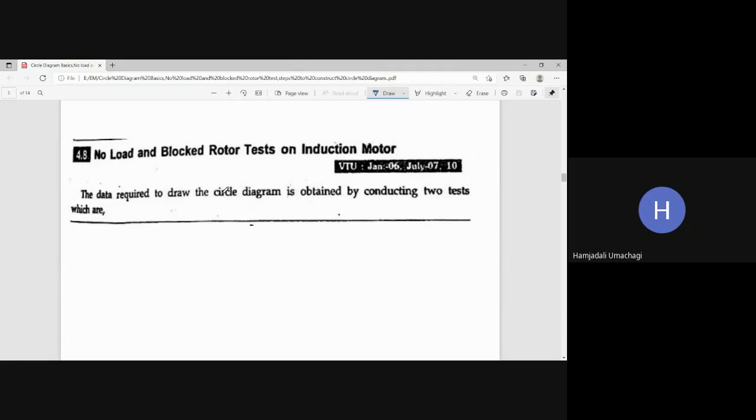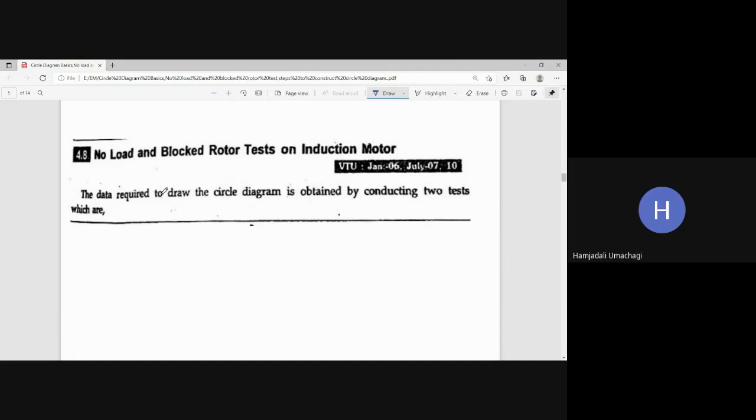to draw the circle diagram you should have the information of no load and block rotor test experiment on three-phase induction motor. Okay, now let us see the description for no load and block rotor test on three-phase induction motor. This is also one of the important questions which will be asked in the VTU final exam. Okay, now let us see the explanation for this.